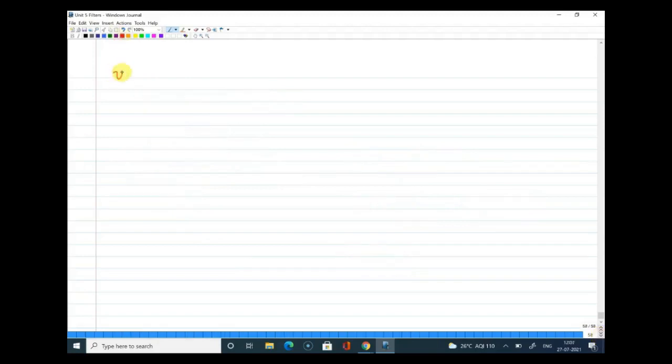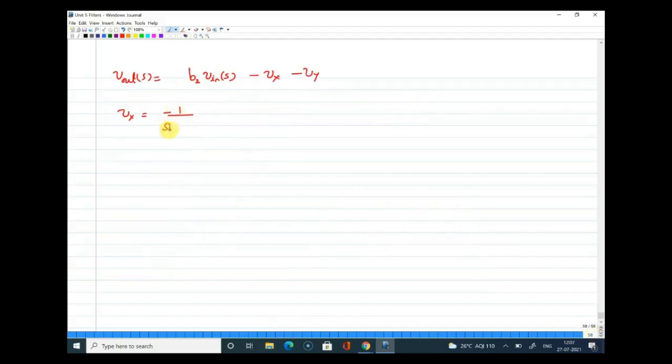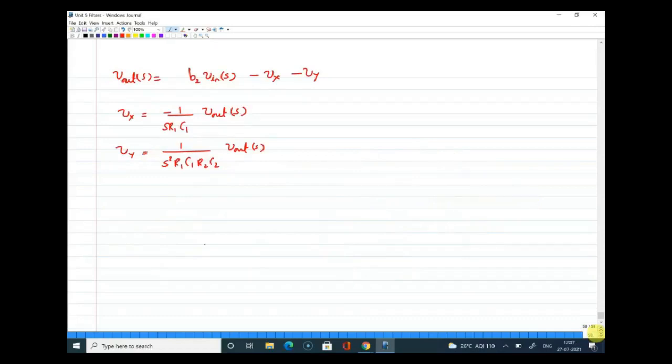So for that, I'll write again the V out of S expression, which is a scaled version of input minus Vx minus Vy, right? I'll again bring Vx here. So how I have implemented Vx is equal to minus 1 by S R1 C1 into V out of S, and Vy was implemented as in the previous slide, 1 by S square into R1 C1 R2 C2 into V out of S. This is how I implemented, right?